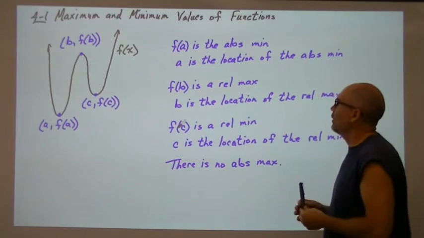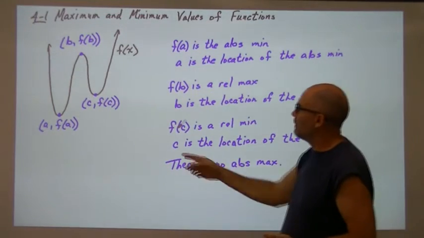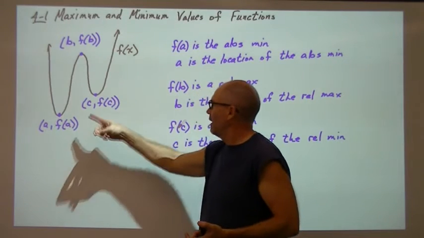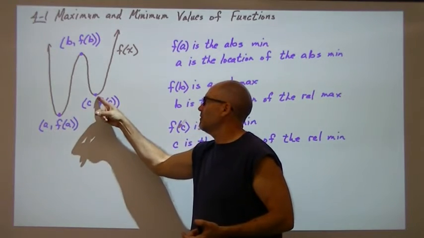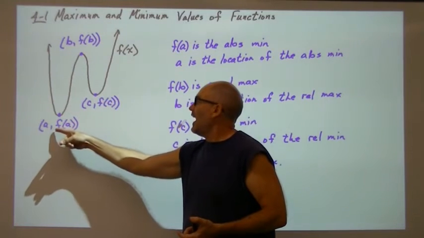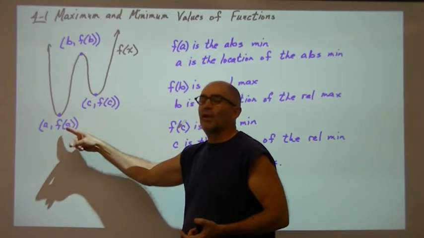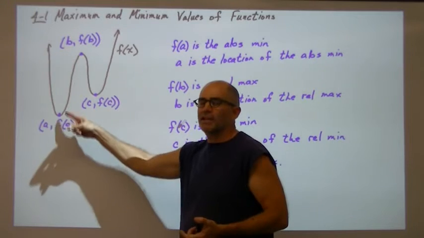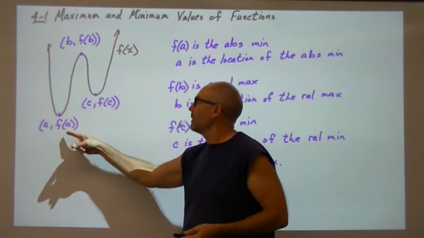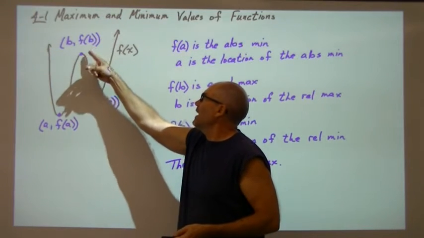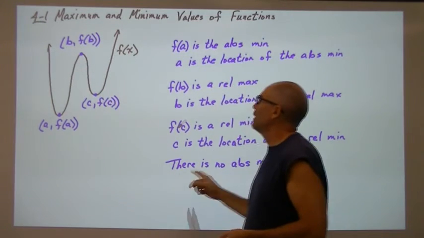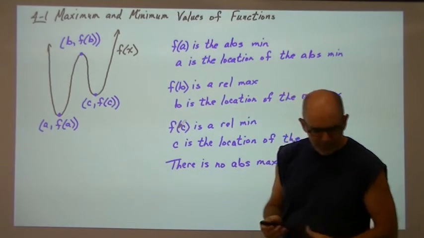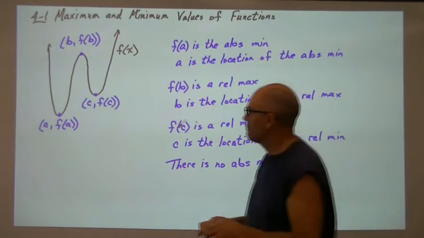But, so, that's the difference between a relative max and an absolute max. Whoever's number one in the world would be the absolute max. And I'm the max in this little neighborhood. Okay, so absolute min, relative min. Now, f of a is also a relative min, but it's also an absolute min. Now, f of b is a relative max. There is no absolute max. Okay, so cruising on.